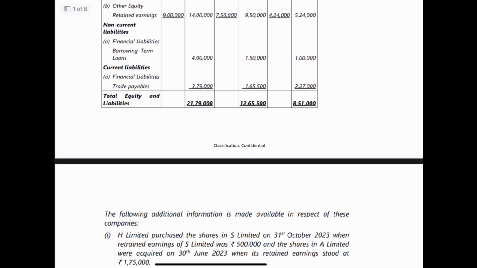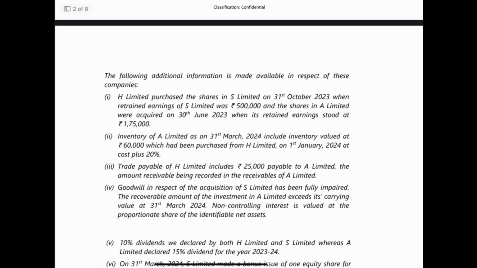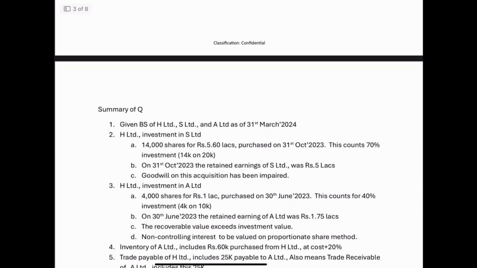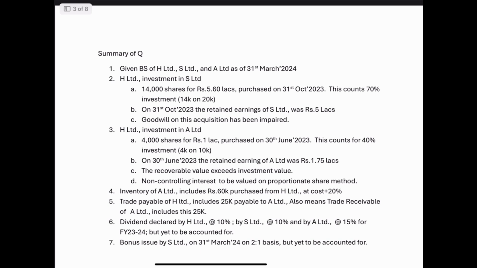I have also given the summary of the question, so let me go to the summary. This is a 14 mark sum. The summary of the question is: you have been given the balance sheet of H Limited, S Limited and A Limited as of 31st March 2024.